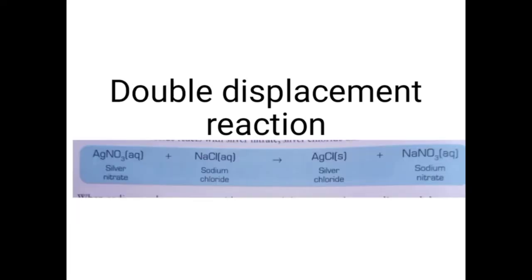Double displacement reaction. In a double displacement reaction, positive ions and negative ions switch their positions and form new products. In these reactions, two elements or compounds are displaced. Example, when sodium chloride reacts with silver nitrate, silver chloride and sodium nitrate are formed.